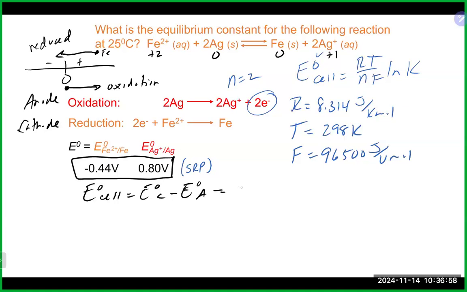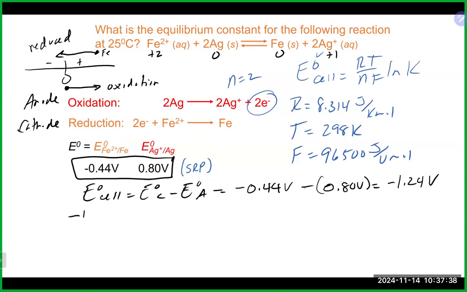So we're going to go with our cathode there, which is iron, which is minus 0.44 volts, minus 0.8 volts. Going to get us there, looks like negative 1.24 volts. By the way, we already know at this point with a negative value for E, this reaction is going to be non-spontaneous. That means that when we calculate K, we should end up with a small value, right? So again, those things should agree. So let's see if we get that.